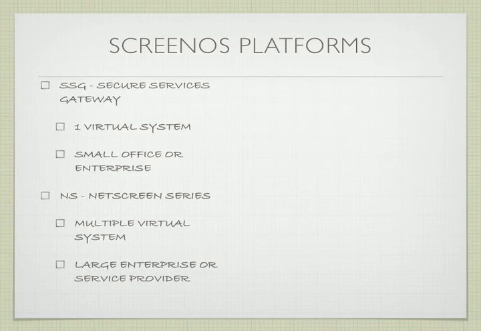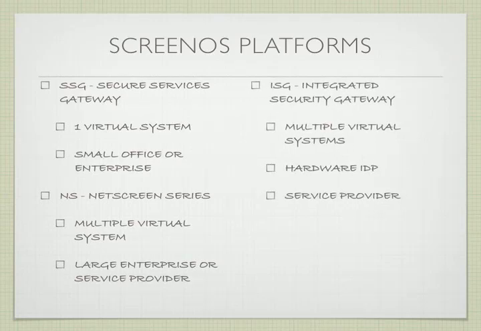The NS series is capable of larger scale traffic and can have multiple virtual systems. So for a large enterprise with a data center or a large home office that might want to have multiple virtual systems segmented off to multiple administrative departments, or a small service provider building a cloud type architecture in a data center that wants to be able to segment off by client.